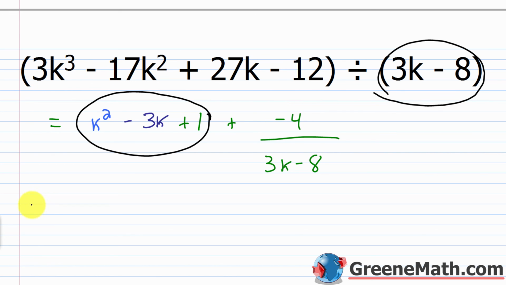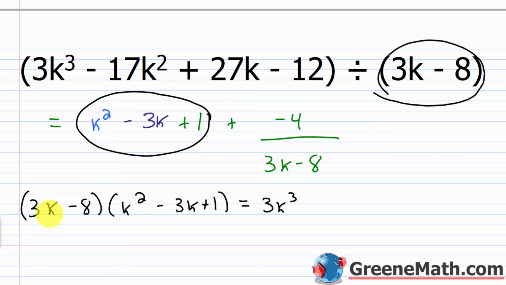So in other words, if I took 3k minus 8 and I multiplied it by k squared minus 3k plus 1, 3k times k squared is 3k cubed. 3k times negative 3k is minus 9k squared. 3k times 1 is plus 3k. Then negative 8 times k squared is minus 8k squared. Negative 8 times negative 3k is plus 24k. And then negative 8 times 1 is negative 8.